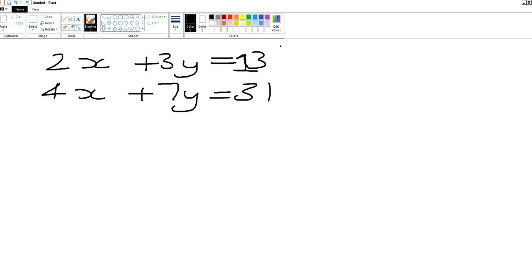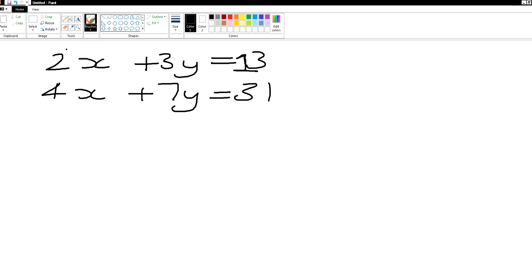Okay, this is one of the questions where we only need to multiply one of the equations. So what do we always do? We analyze the coefficients. The coefficients of x are 2 and 4. The coefficients of y are plus 3 and plus 7. And the question you want to ask yourself is this. Can I turn the plus 3 into a 7 easily? No. Can I turn the plus 7 into a 3 easily? No.